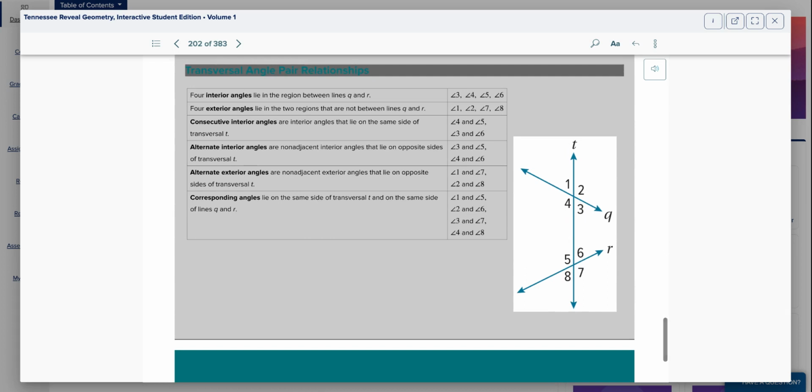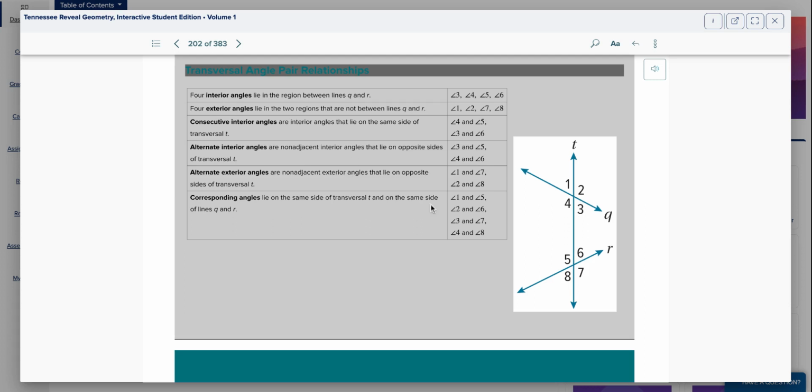Okay. All right, you guys, so let's get into it. Interior and exterior. We have learned that points on the interior are inside. So when we're talking about angles, it basically means angles inside. All right, so let's look at this. We're looking at line Q and line R. Our inside angles are the ones that are between lines Q and R. So 4, 3, 5, and 6 are interior angles.